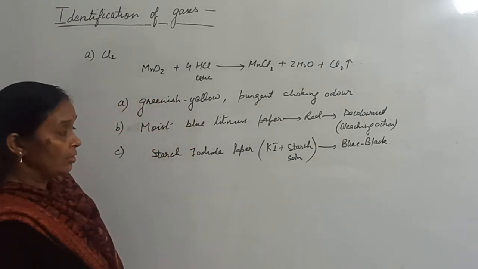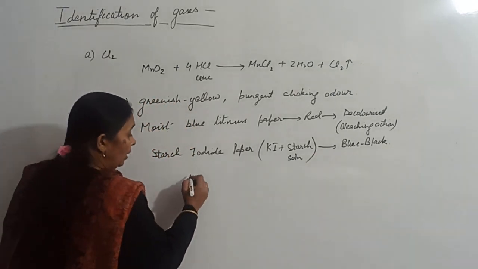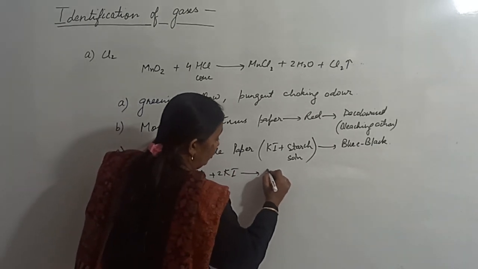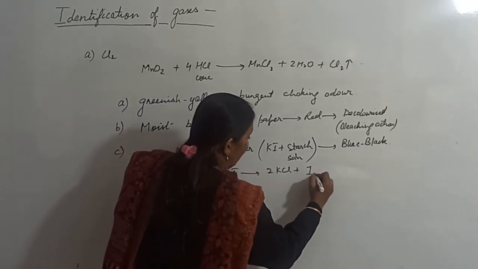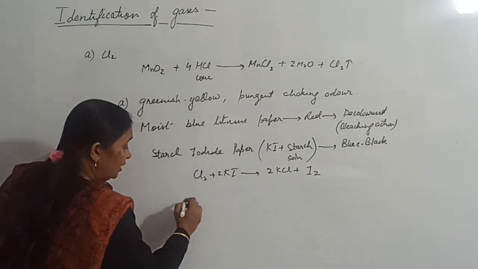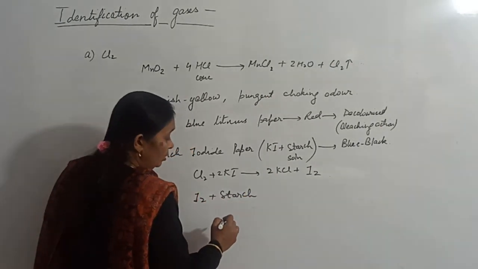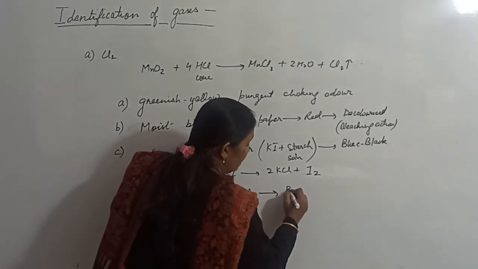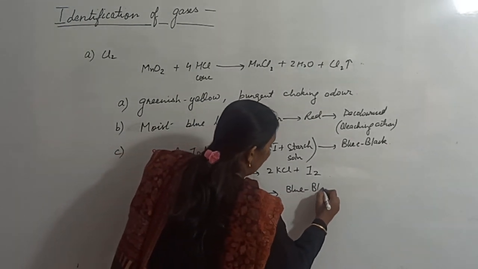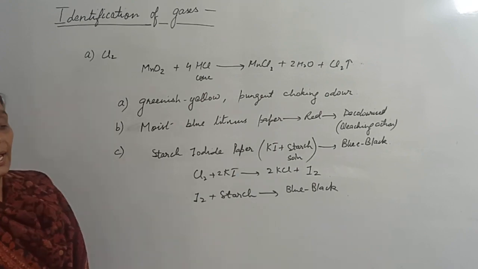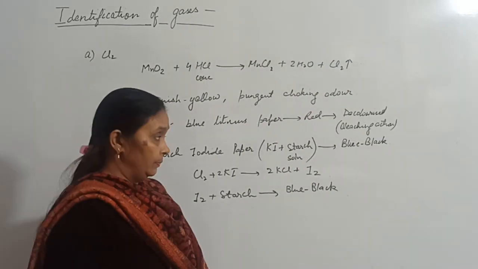So, what is the reaction which is going to take place? Let's see. Chlorine will first react with potassium iodide to give 2KCl and iodine I2. When this iodine comes in contact with starch solution, it will turn the starch blue-black. So this is the confirmatory test by which you can say that the gas released is chlorine.